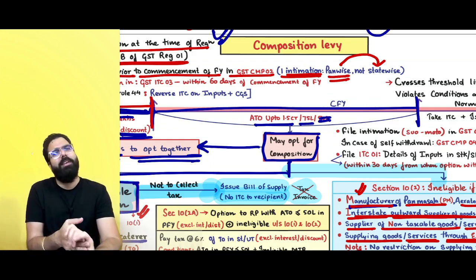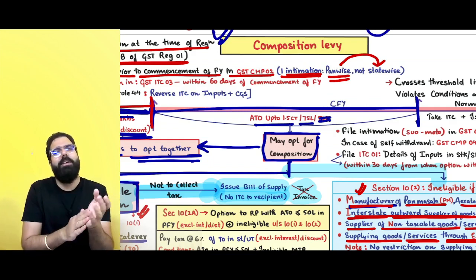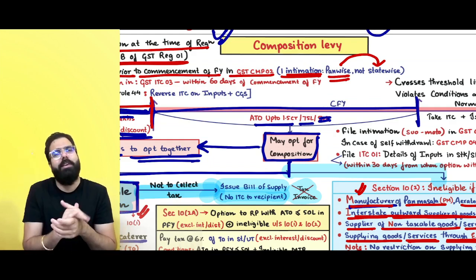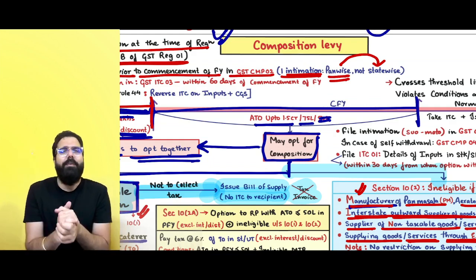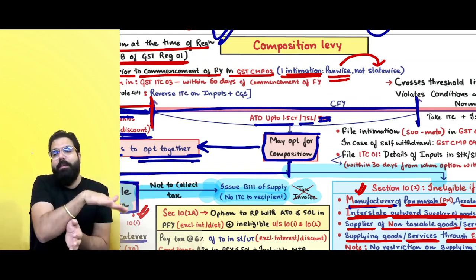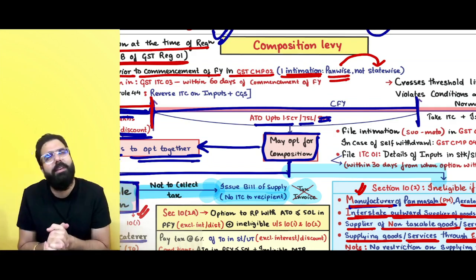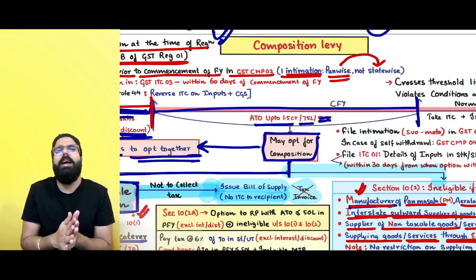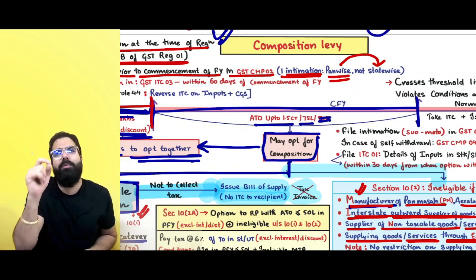New registration. When you are filling part B of GST REG 01, just tick and your registration will come under composition. Sir, if I am switching from normal registration to composition registration? In that scenario, CMP 02 is to be filed online.